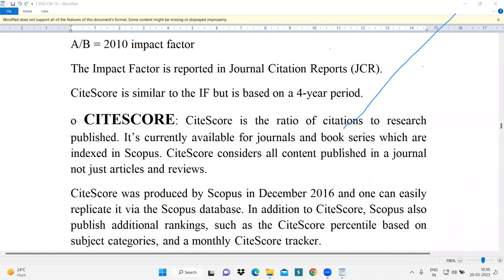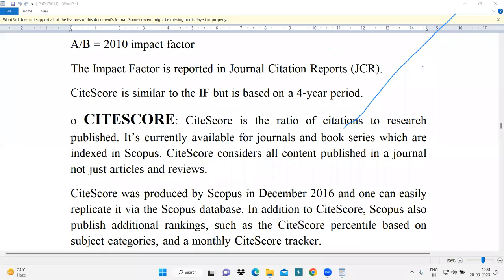It is currently available for journals and book series which are indexed in Scopus. You have gone through Scopus; there were some classes on Scopus, so you are familiar with that. Cite score considers all content published in a journal, not just articles and reviews, so it has a much broader scope than the impact factor. Impact factor is calculated on the basis of articles in journals, the articles which have more citations. But cite score also covers book series, book reviews, so it has a broader aspect.